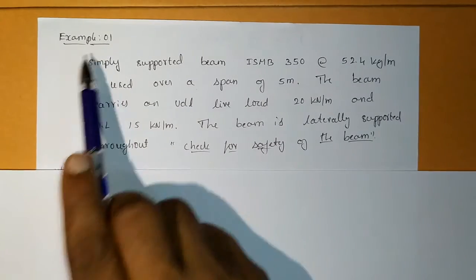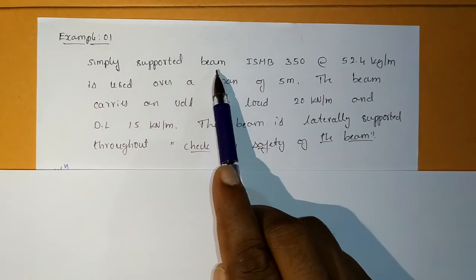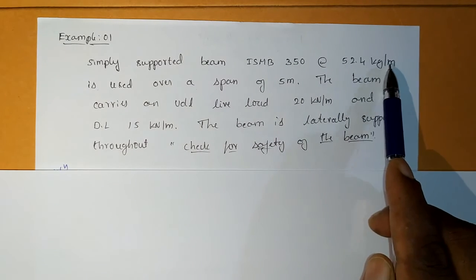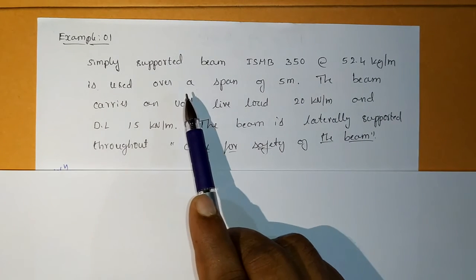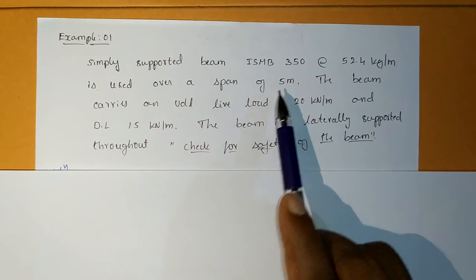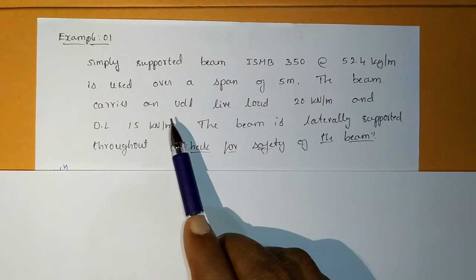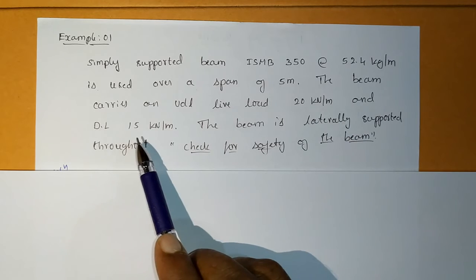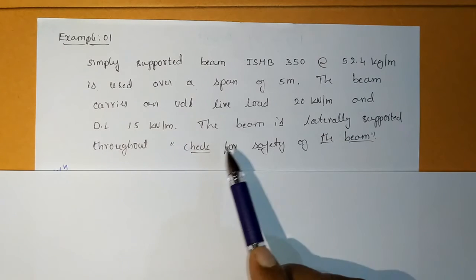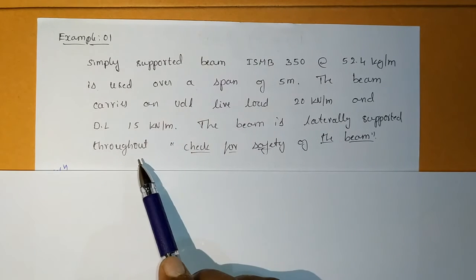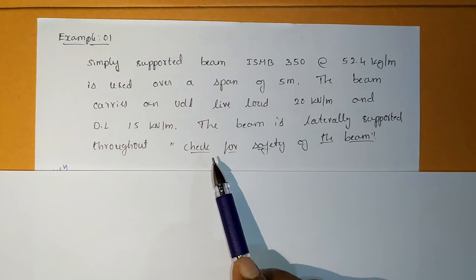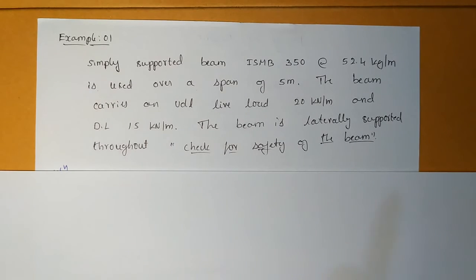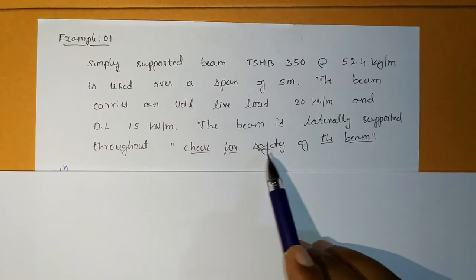Now example number 1. A simply supported beam ISMB 350 at 52.4 kg per meter is used over a span of 5 meter. The beam carries a UDL live load of 20 kN per meter and dead load of 15 kN per meter. The beam is laterally supported throughout. Here we have to check for the safety of the beam.